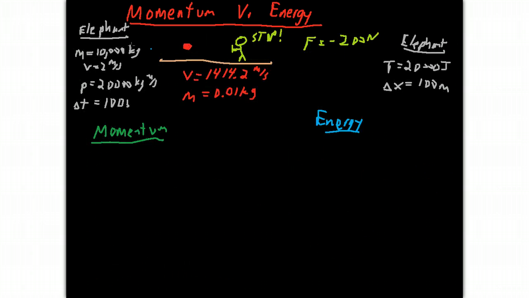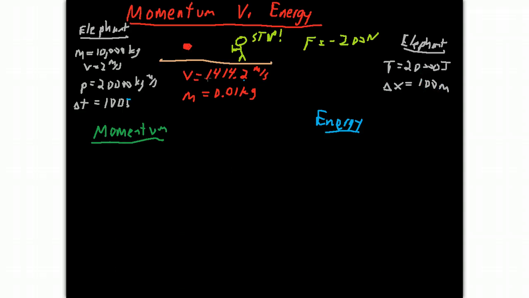Okay, so we had just looked at the elephant, and the elephant's mass was 10,000 kilograms. The velocity was 2 meters per second, and that gave us a momentum of 20,000 kilogram meters per second, and a time to stop of 100 seconds when a 200 newton force was applied to it. The elephant also ended up having 20,000 joules of kinetic energy and moved over a distance of 100 meters before it actually came to a stop.